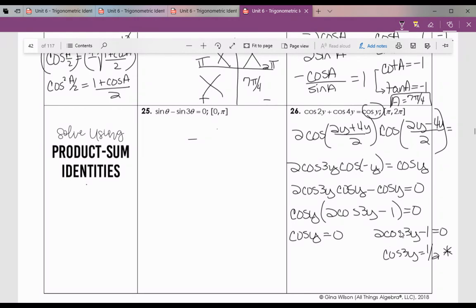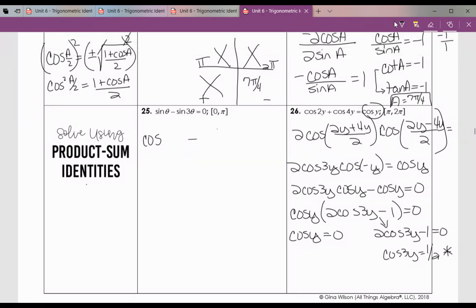So when we get to the second factor and we are trying to solve this, I get cosine 3y equals 1/2. So this one is special. Cosine y equals 0, we can find that. But here, I'm going to have to kind of trick this a little bit, saying, okay, let's figure out where cosine y equals 1/2 on the unit circle.